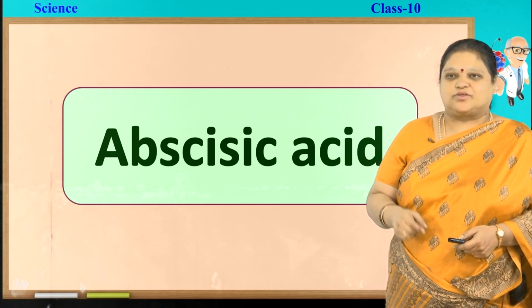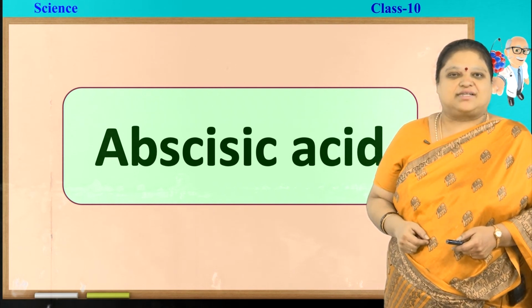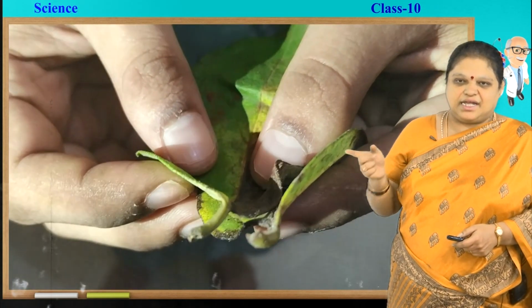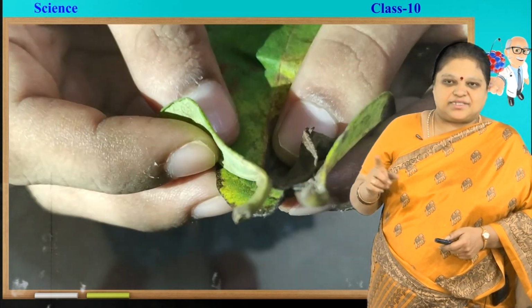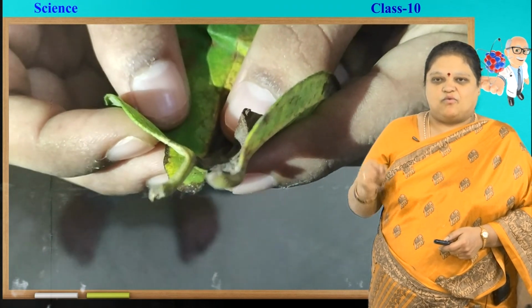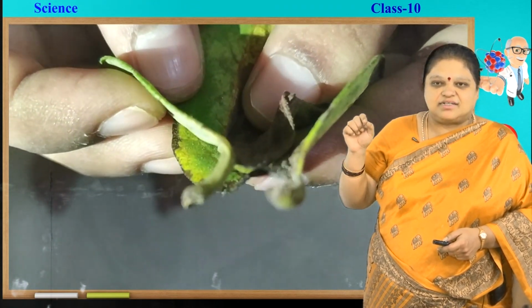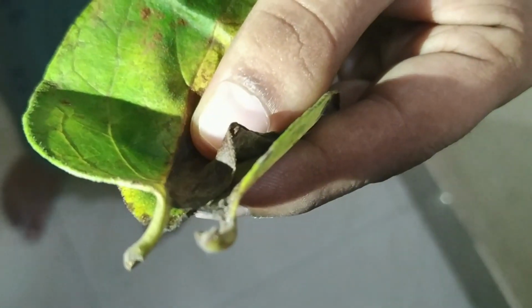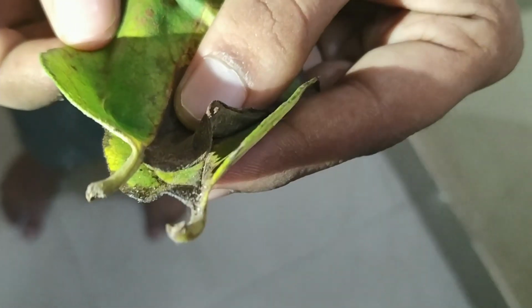Now, next we will go to the growth inhibitor, that is abscisic acid. So, what does it do? Here a person is holding two leaves, one leaf tip is dried. You can see two leaves, the tips are dried.